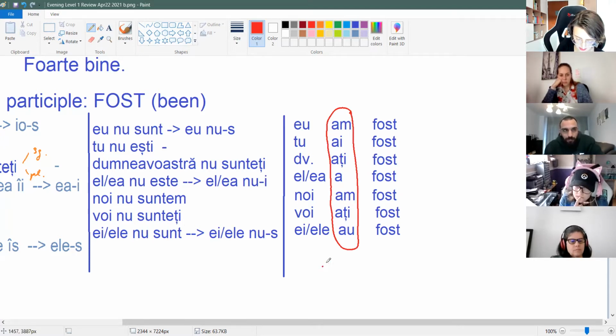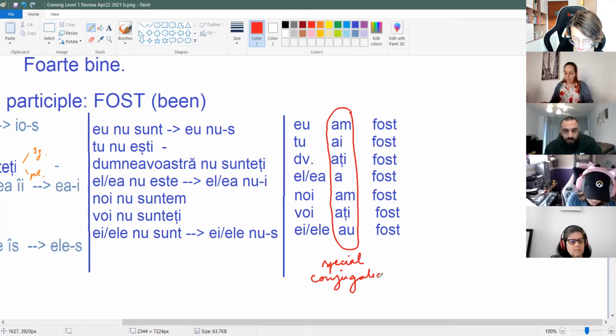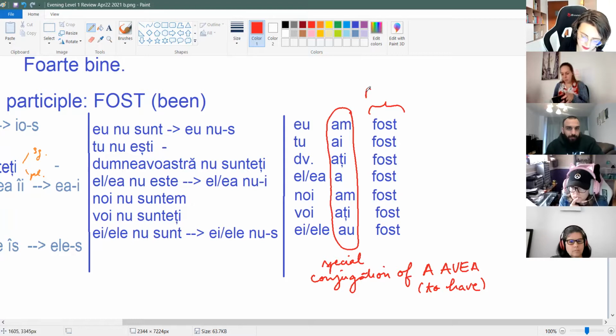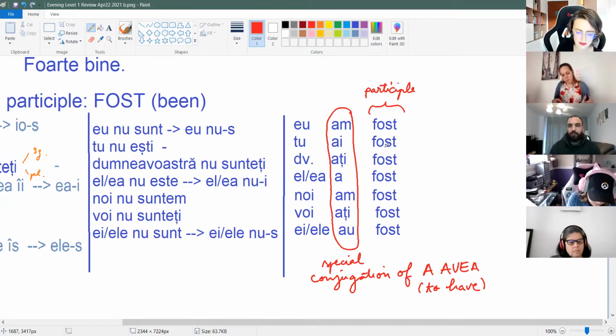So this is a special conjugation of avea, to have. And this is always the same, it's a participle. So this one you only need to learn once for each verb. There is only one participle form for each verb.